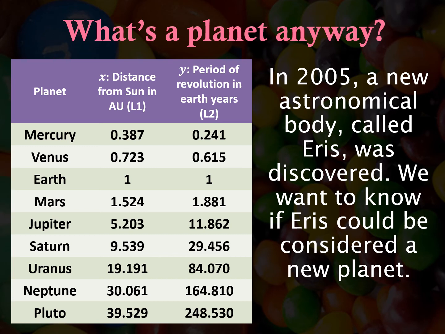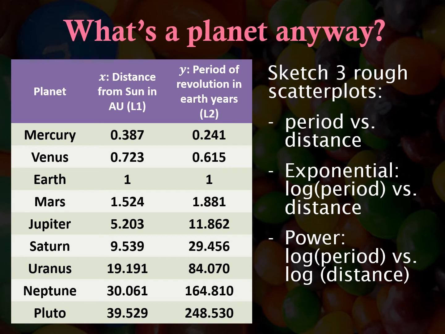So here we have X is the distance from the sun, Y is the period of revolution in Earth years for the 9 planets, or the 8 planets plus Pluto. We want to know if Eris is considered a new planet based on this model. So we're going to look at 3 scatter plots. First, we're going to look at period versus distance, which is X and Y.